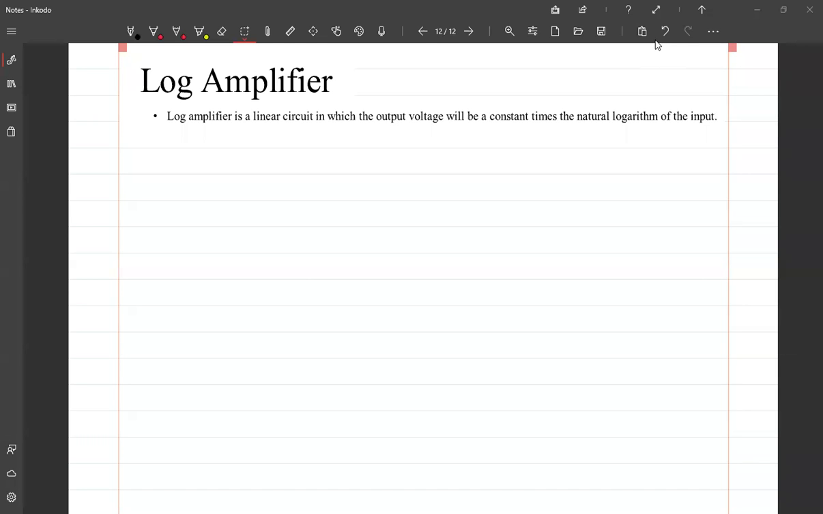Welcome to this video session. In this video session, we are going to discuss the applications of op-amp as log amplifier.